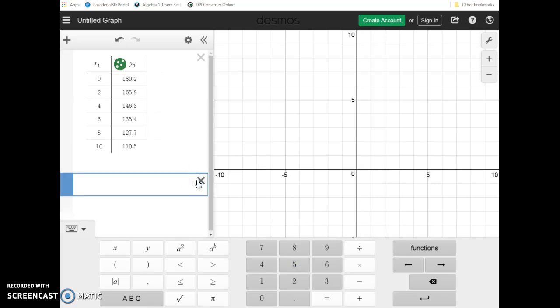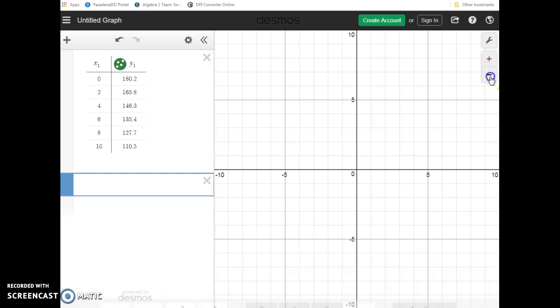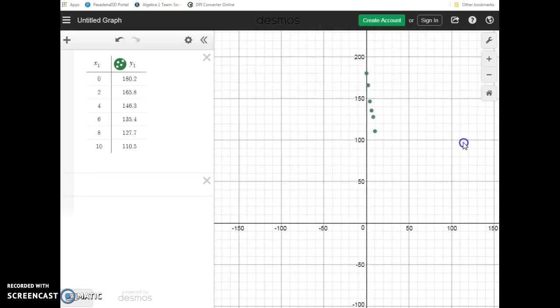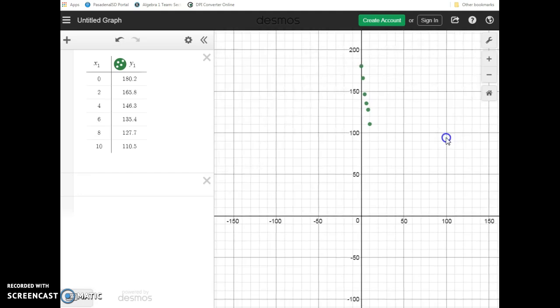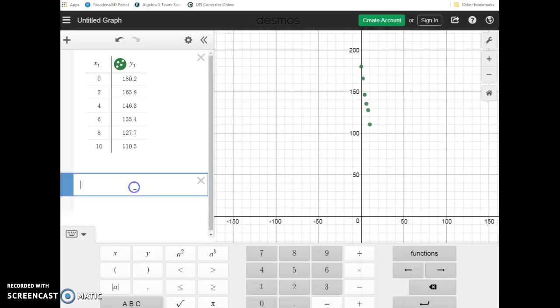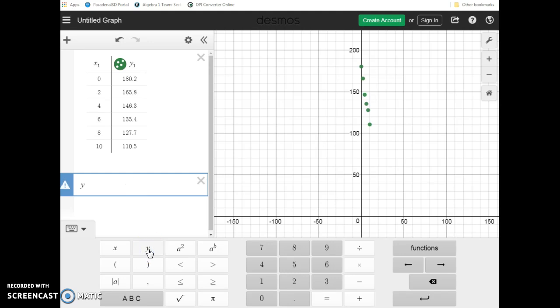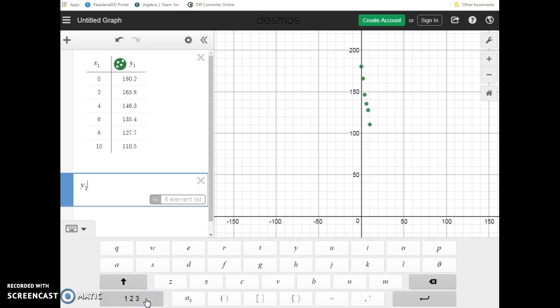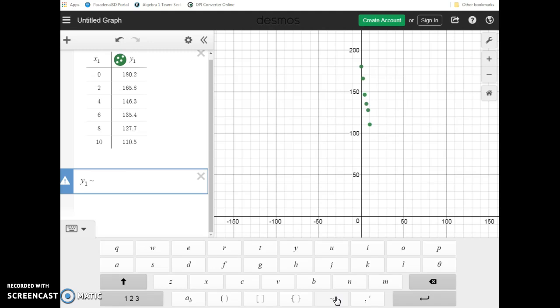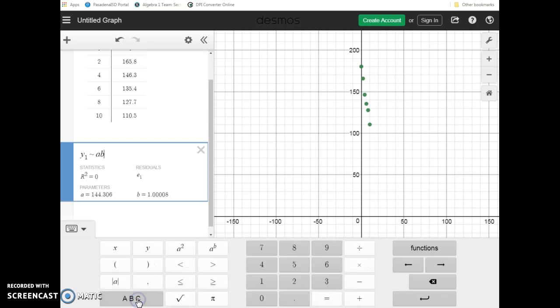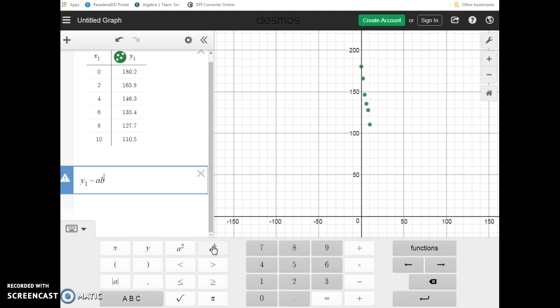Okay? And then remember, we're going to get the equation of that. And if you haven't already looked, I would zoom out so you can see those points. Okay? They're coming down. They're not going to be perfect because this is real life stuff. And then right here, you're going to type the equation y1, not equal, approximately. So go to the alphabet and use the approximation key. AB to the power of, so you have to hit this little button right here with the A to the power of B. And then you hit X1.